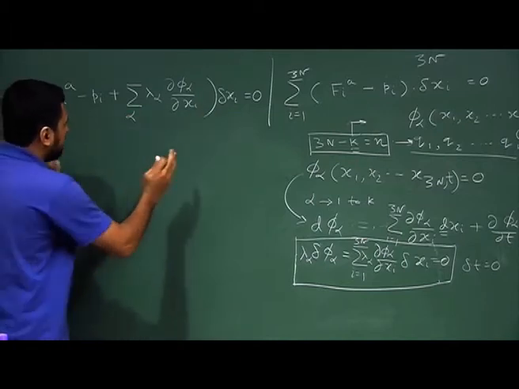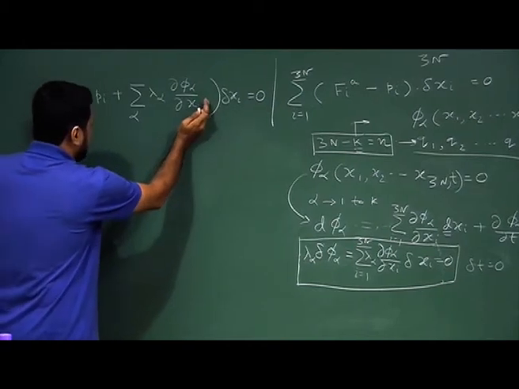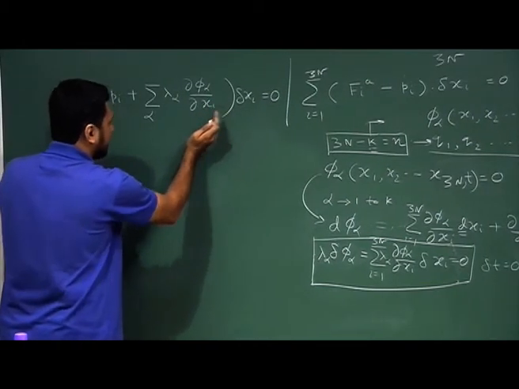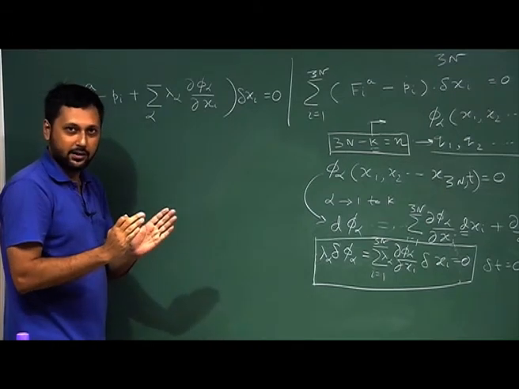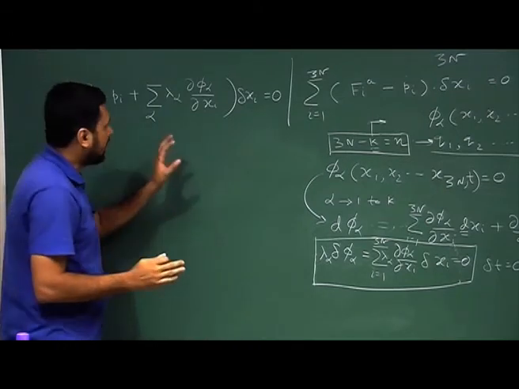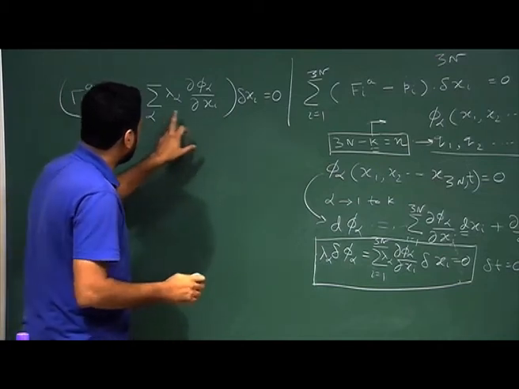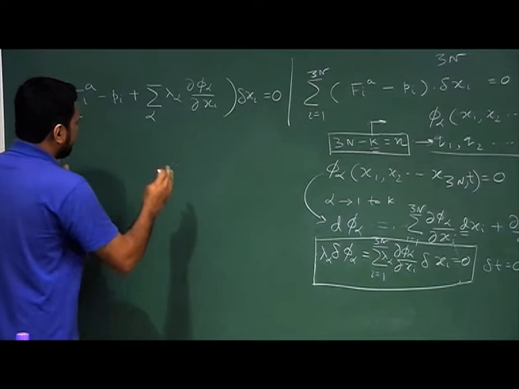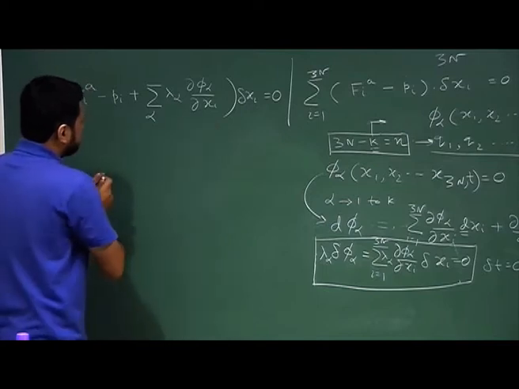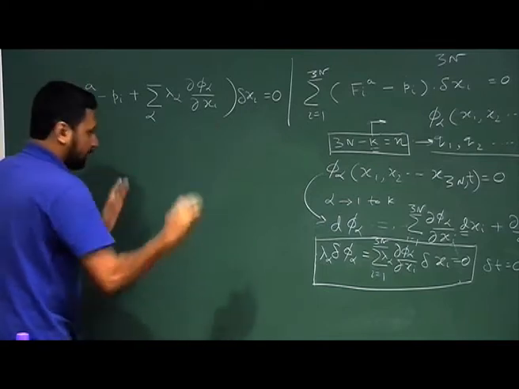Now, the situation is the following. We have 3n number of equations, out of which only 3n minus k parameters are independent. So for the rest k number of equations, what I can do is I can set, okay, let's look at it this way.